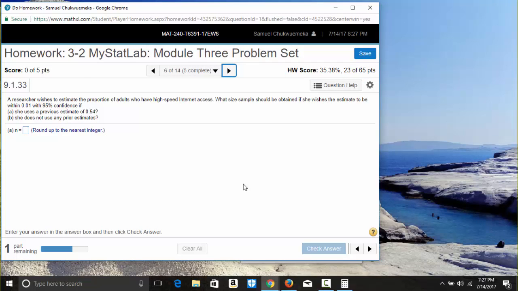Question 6. A researcher wishes to estimate the proportion of adults who have high-speed internet access. What size sample should be obtained if she wishes the estimate to be within 0.01 with 95% confidence? If A, she uses a previous estimate of 0.54, B, she does not use any prior estimates. This question is going to be done with my calculator.